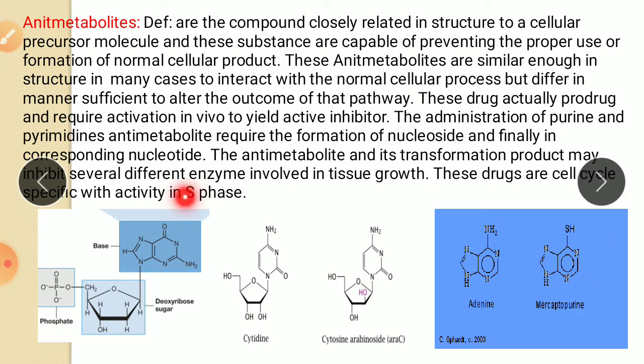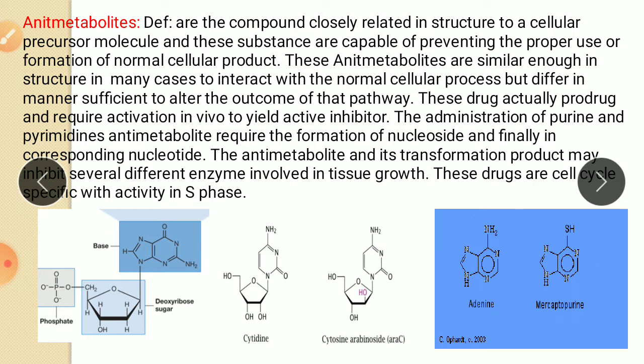So here it is a base, that is guanine. This one is the sugar attached. So this base plus sugar is called a nucleoside. When a phosphate group is attached, then it is called a nucleotide. So in short, nucleoside means base plus sugar, and nucleotide means base plus sugar plus phosphate group.